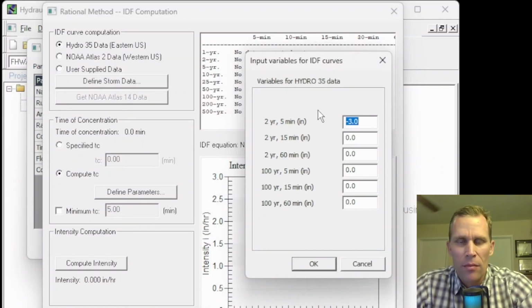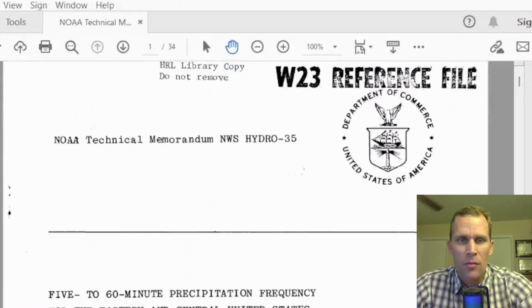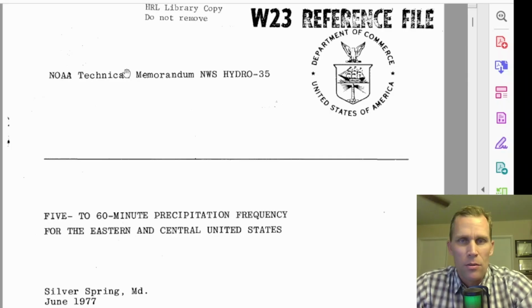What we have in this dialog box is the depth of precipitation at our specific location for 2-year and 10-year return events, and storm durations being 5 minutes, 15 minutes, and 60 minutes. The units here are in inches. I'm going to bring up a PDF document, which is what we're going to be using here to determine those 6 different precipitation depths.